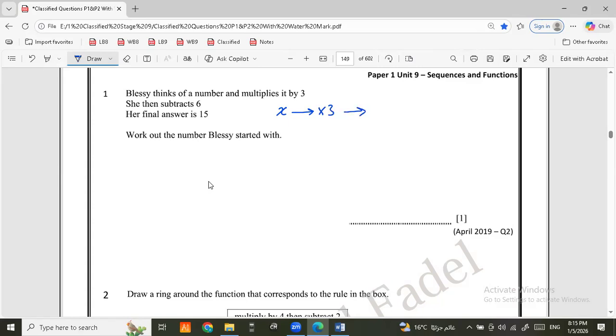Then what happens to the number after that? Then she subtracts 6. Her final answer was 15. So what is the number that she was thinking about? I'm going to go backwards, but with the inverse operations. So x equals 15. I'm going to start with the number that I already have, the answer. Then going backwards, it is plus 6. Then you're going to divide it by 3. So it is going to give you exactly 21 divided by 3. The answer is going to give you exactly 7.